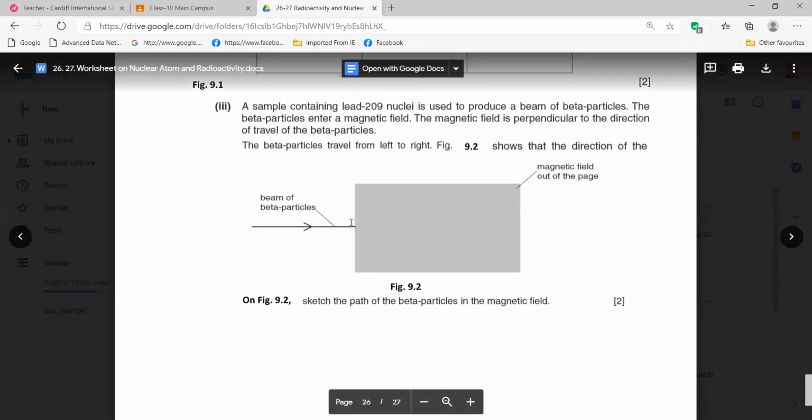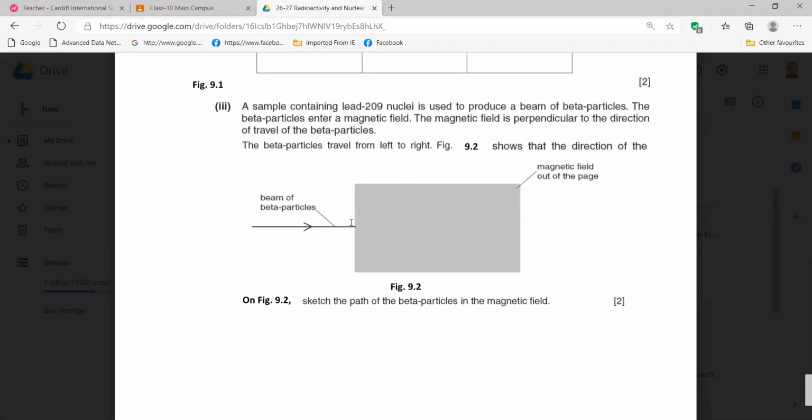Our beta particle is going in this direction, so our current direction will be opposite. And with the magnetic field out of the page, if you set your 3 fingers, the first finger, the index finger, is towards you, right? Then your second finger, the middle finger, is pointing to the left side of you, right? Then you will see your thumb is pointing upwards. That's why the beta particle will move upwards. Is it clear now?